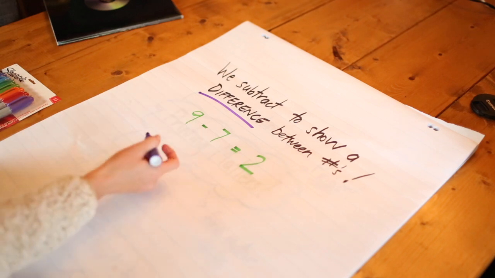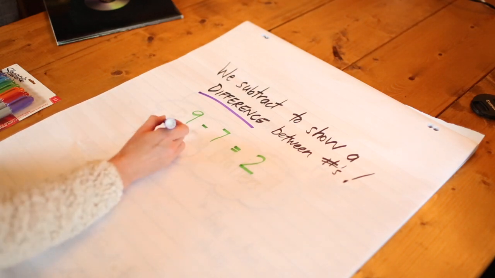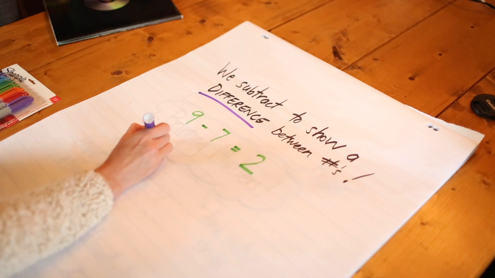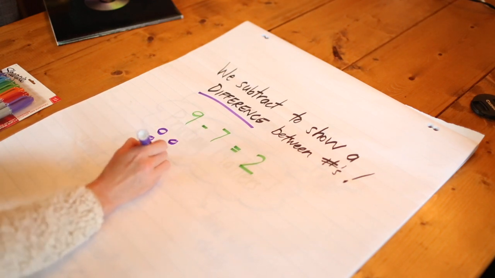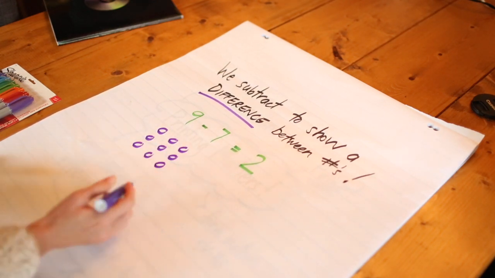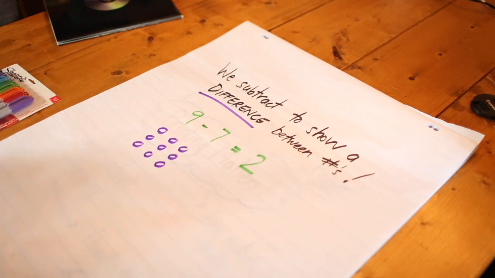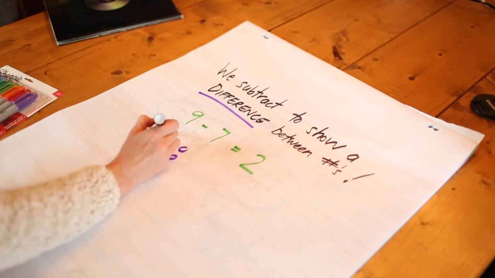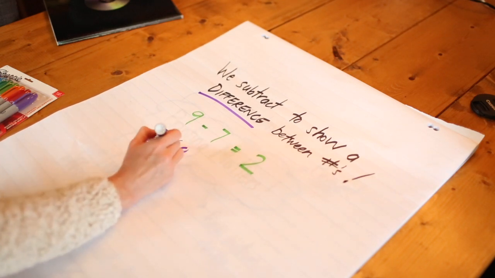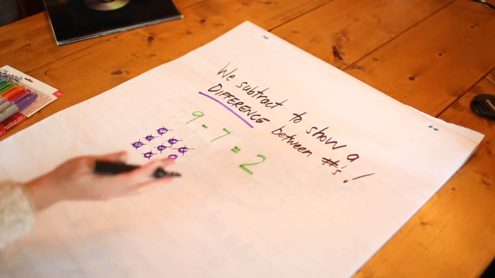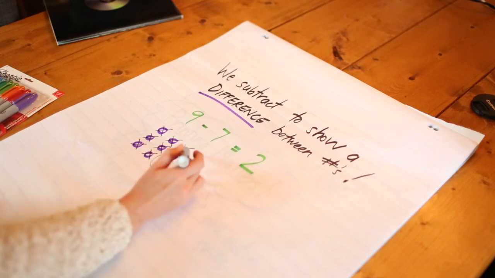So I'm going to add a little bit of a story to this. I have 9 cookies. I eat 7 cookies, so now I have to show a way to eat those cookies. 1, 2, 3, 4, 5, 6. I ate 7 of the cookies. How many cookies are left over?